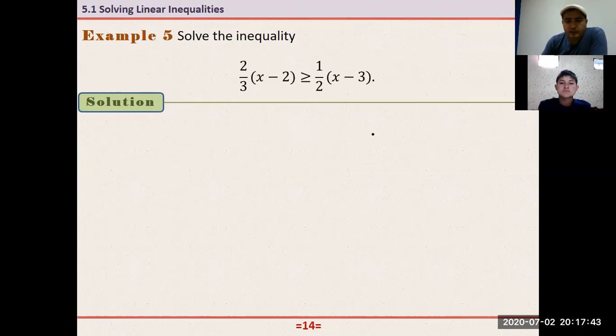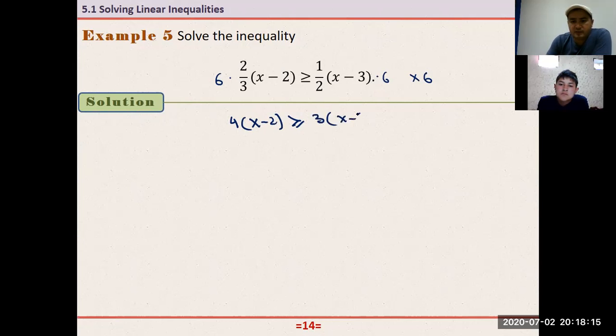Another example, here we have 2 over 3, 1 over 2. When the coefficients are fractions, we better change them to whole numbers first. So let's multiply both sides by 6. Here we have times 6. 6 over 3 is 2, 2 times 2 is 4. So here we have 4x minus 2 greater than or equal to 6 over 2, which is 3. 3x minus 3. Right? 4x minus 8 greater than 3x minus 9.